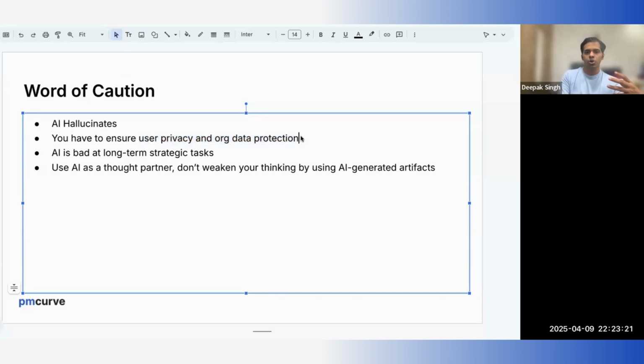And the best place to look is the kind of certifications these tools have, and also look if they have an enterprise tier. Any product which has an enterprise tier has solved for enterprise security and everything, right? But in the worst case, if you can't make up your mind, do a demo with the tool team and just ask them a direct question around user privacy and org data protection.